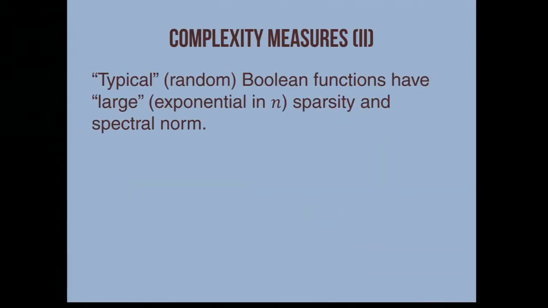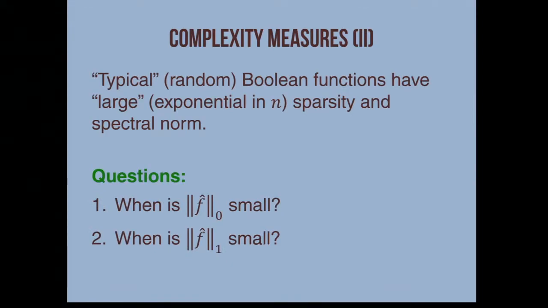As usual with this thing, if you just pick a function randomly out of the box, you're going to end up with a function with both large spectral norm and large sparsity. That's how random functions behave. So you want to understand what it means to have a small spectral norm or a small sparsity. How do those functions look?